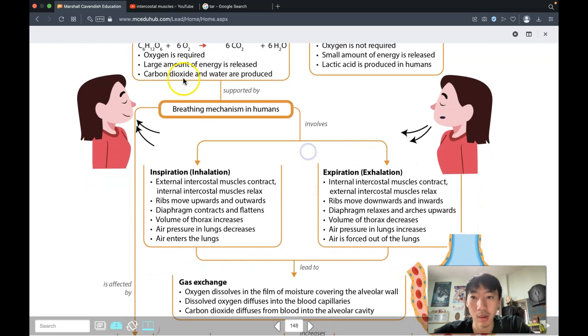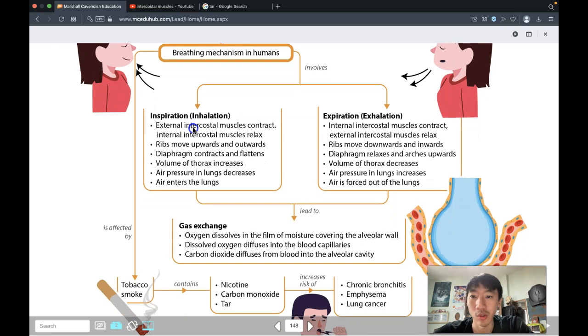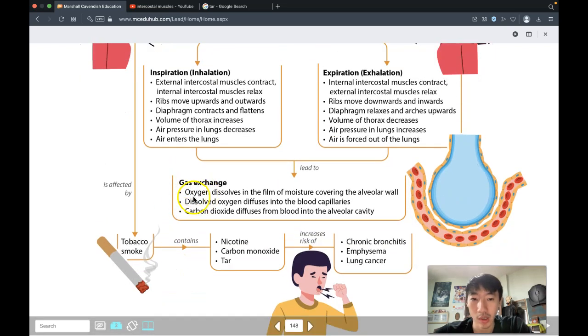Okay, then talk about aerobic respiration. Aerobic respiration is supported by breathing mechanisms. In humans, there's inspiration, there's expiration. Remember the two, Eric and Rice. Using these two can already solve it. Okay, then gas exchange is inside the alveoli, the capillaries. Right, there's a film of moisture covering the alveolar wall. Dissolved oxygen diffuses into the blood capillaries. Carbon dioxide diffuses from the blood into the alveoli.